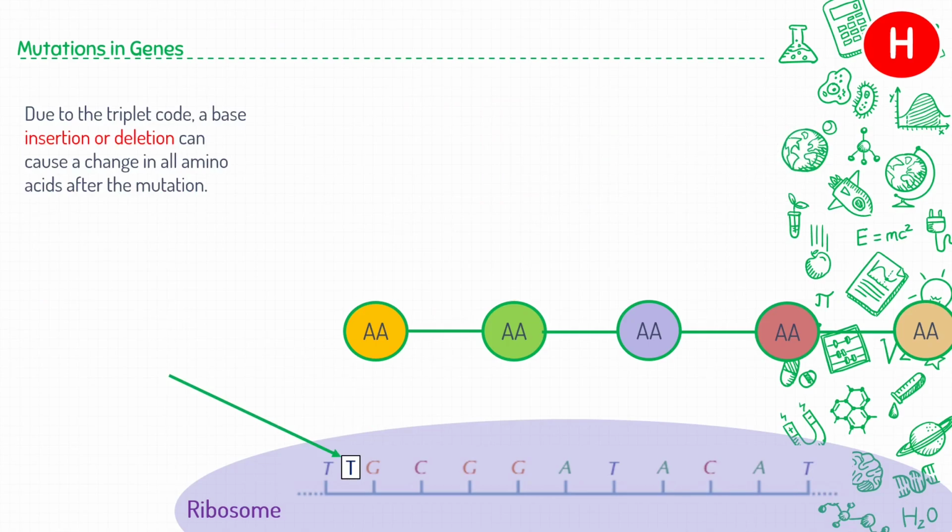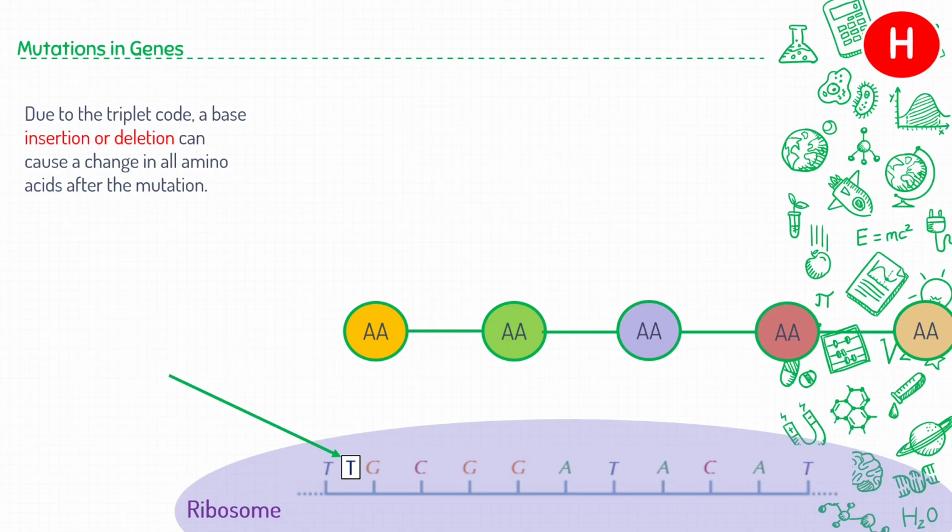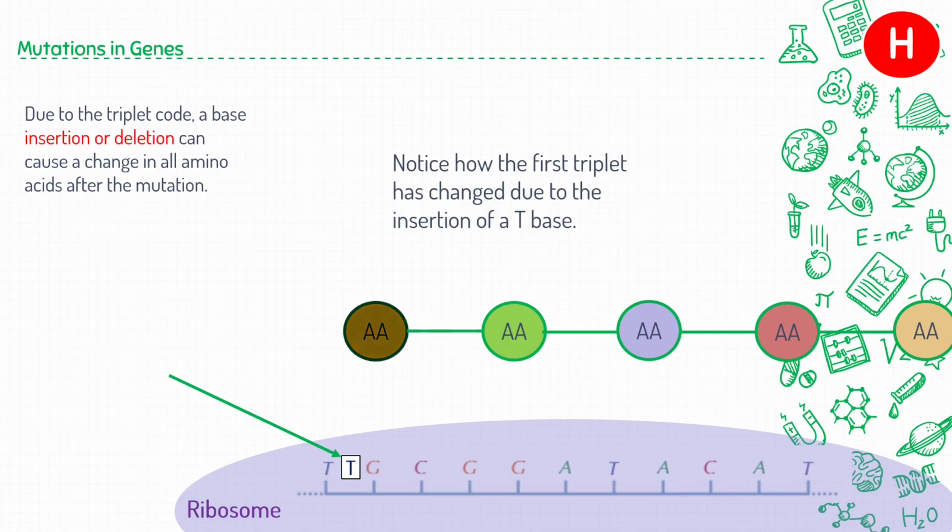There can be more significant mutations occurring in a gene. If a base is inserted or deleted, it can cause a change in all triplets after the mutation. This insertion of a T has caused a change to the first triplet or the first codon. As a result of changing the first codon, all later codons have also changed. This results in a change to all amino acids after the mutation. This could have a significant effect on the structure of an enzyme or protein.